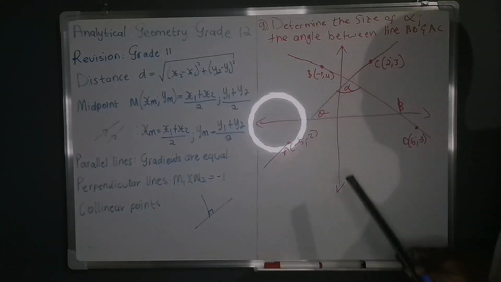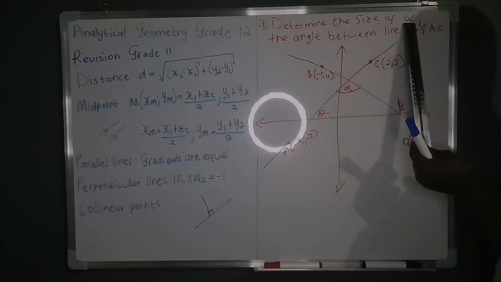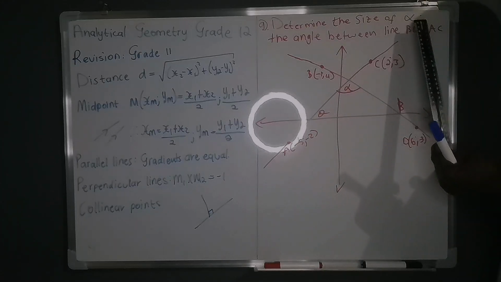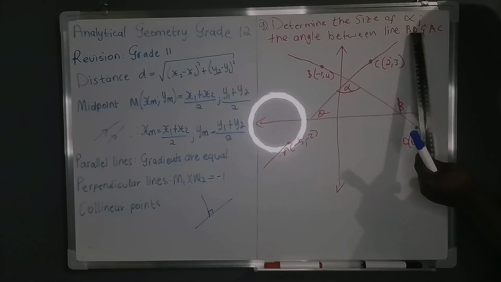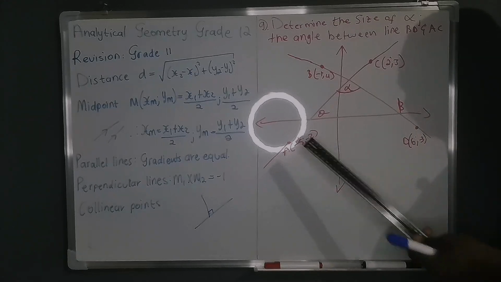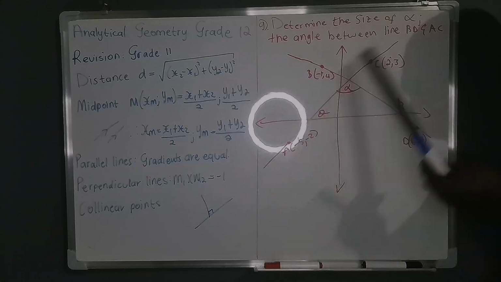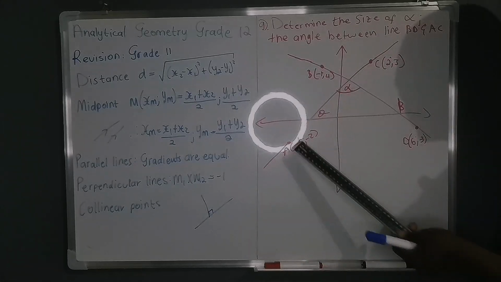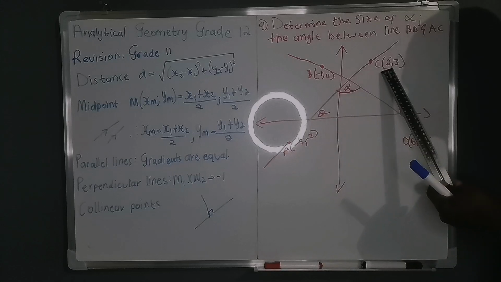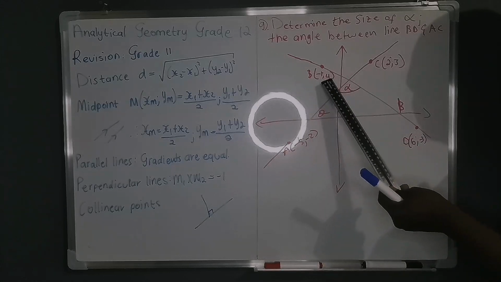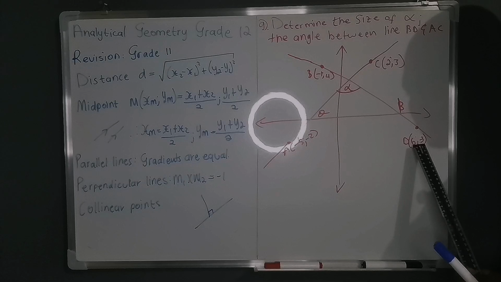Here's a question, guys. Determine the size of alpha, the angle between line BD and AC. We have line AC and line BD with coordinates. A is (-5; -2), C is (2; 3), B is (-1; 4), then D is (6; 3).